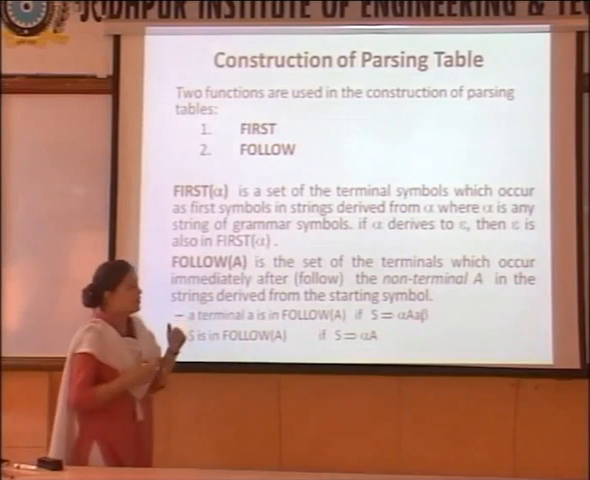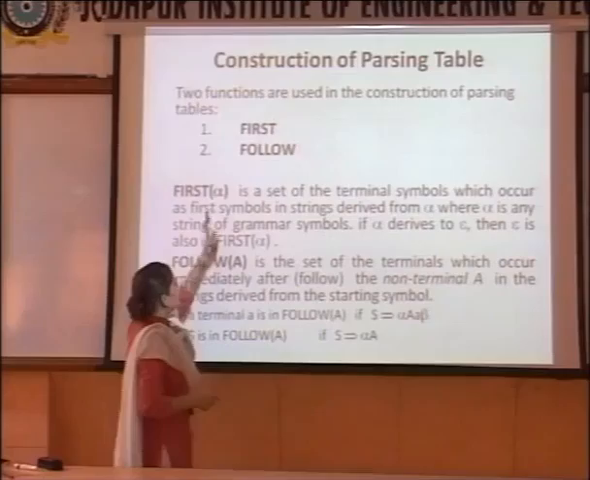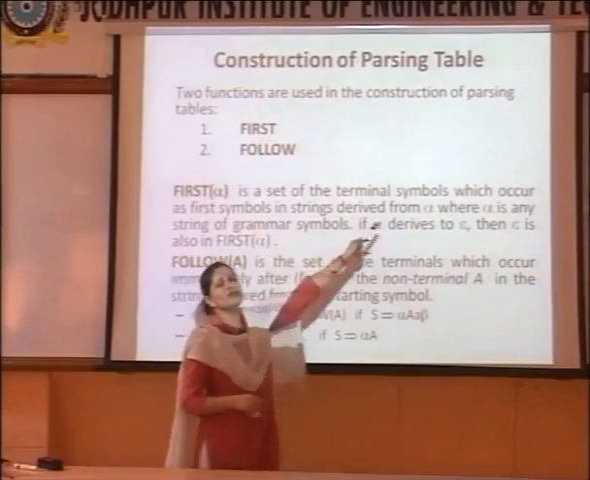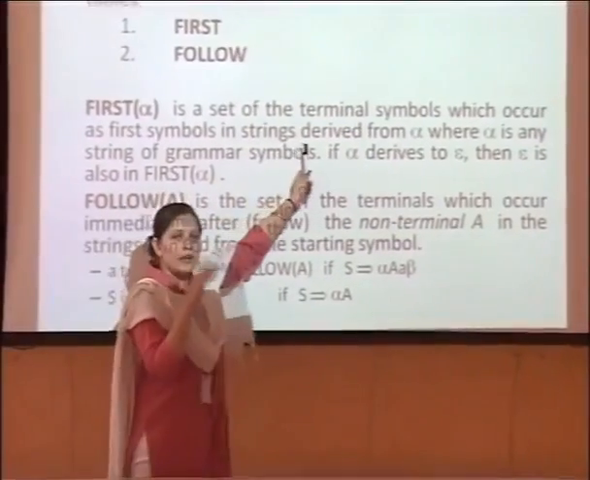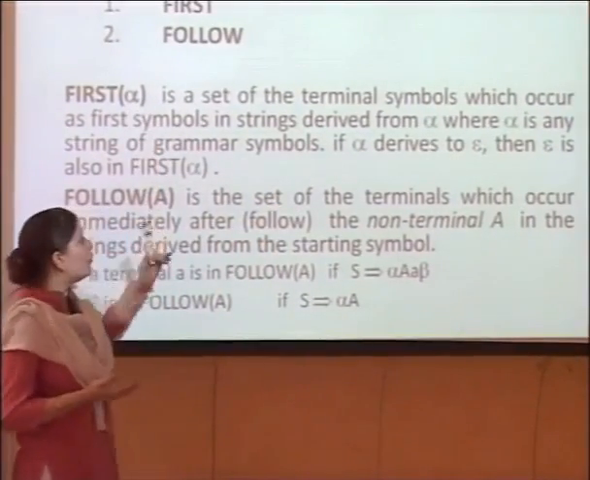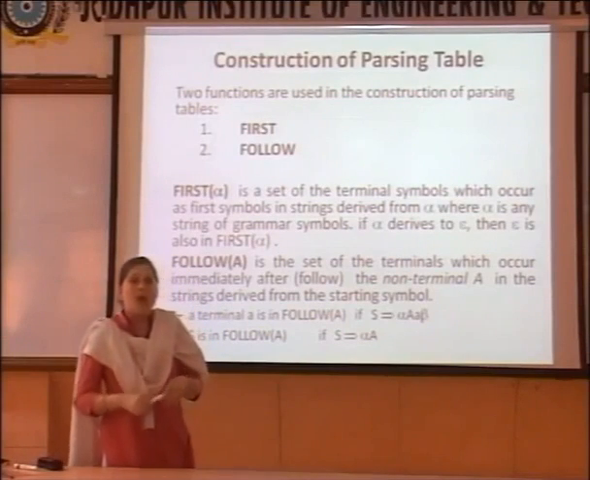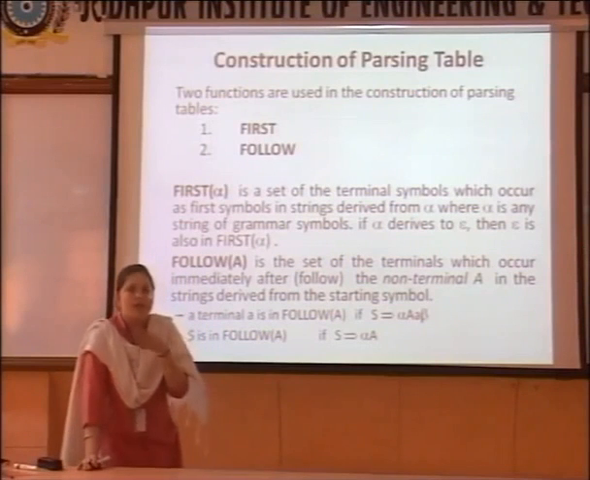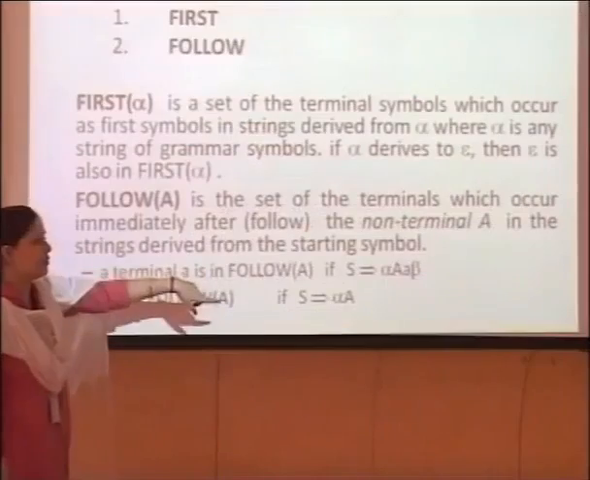So what is the first function? As its name defines, first means the symbol by which the grammar is beginning in a production. As we have seen, first of alpha means a set of terminal symbols which occur as first symbols in the string derived from that symbol. What is follow? Follow means again the set of terminals which immediately follow the given symbol, that is a non-terminal symbol.